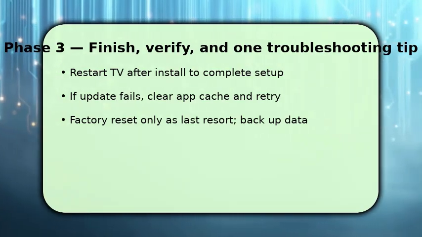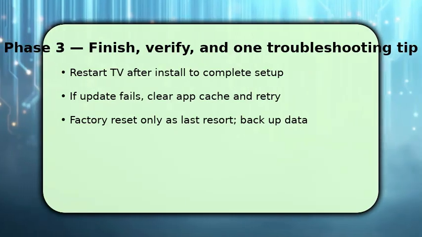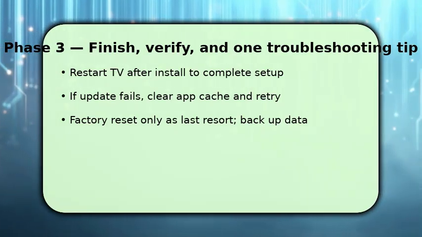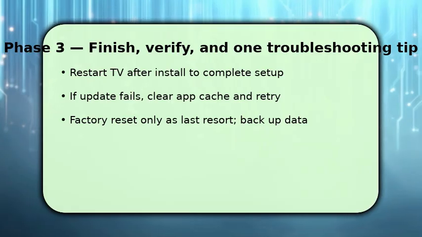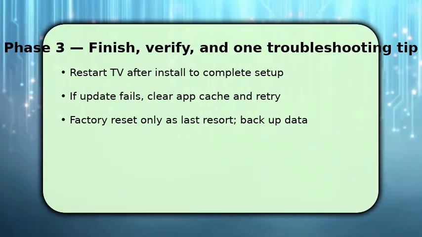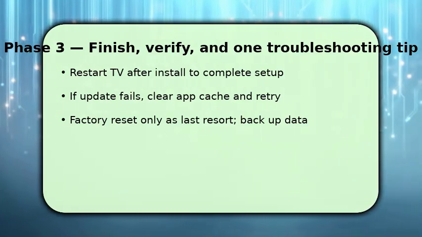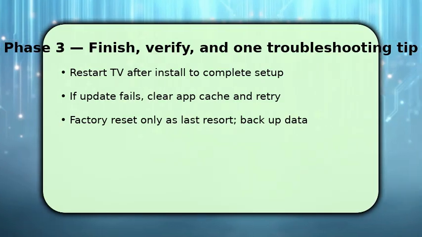This fixes corrupted downloads. If the update repeatedly fails, check router firewall or DNS settings and try connecting via Ethernet. As a last resort, perform a factory reset, but back up any profiles.